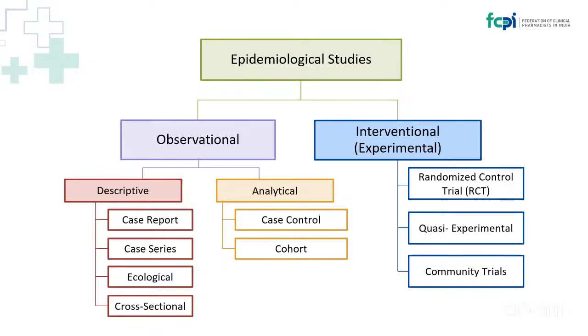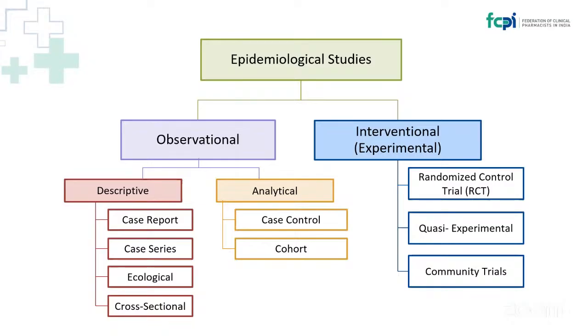The second point is quasi-experimental. Here the difference between RCT and quasi-experimental is just that both methods involve intervention, but in quasi-experimental there will be no randomization. So here the investigator will intervene, but there will be no randomization.